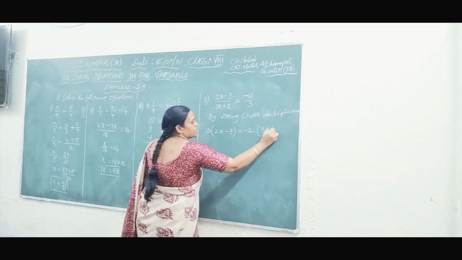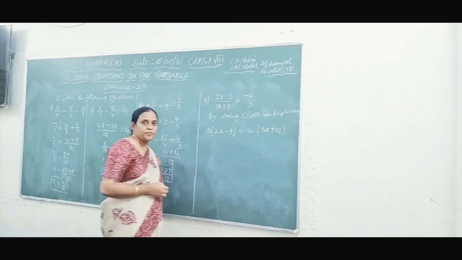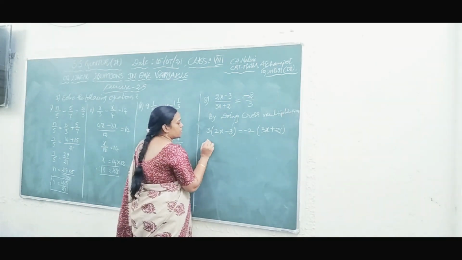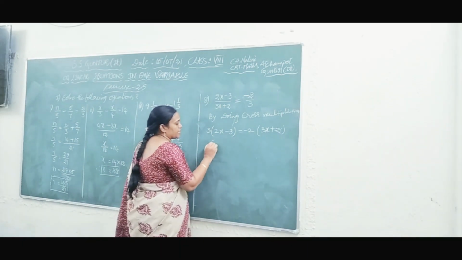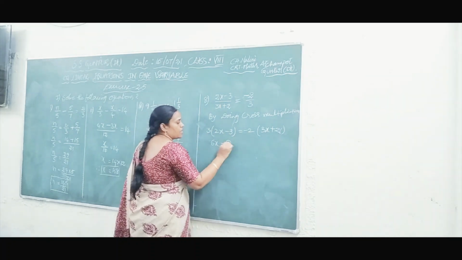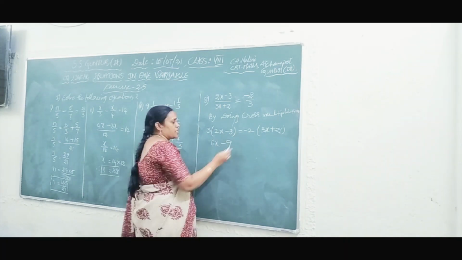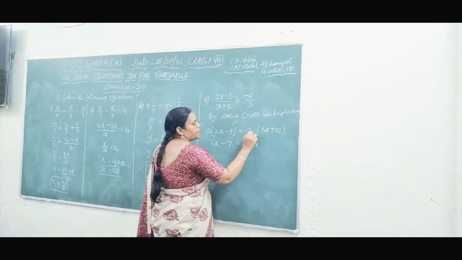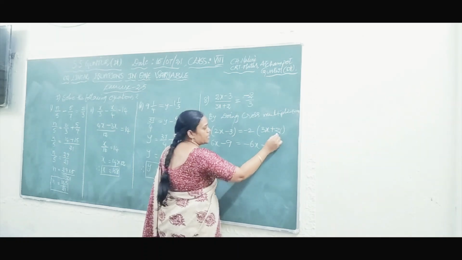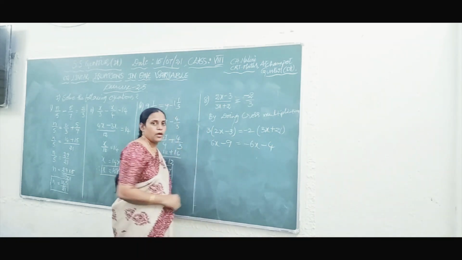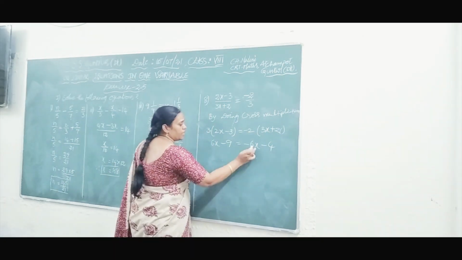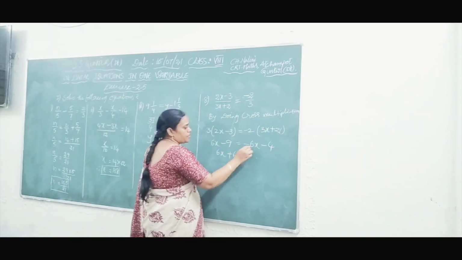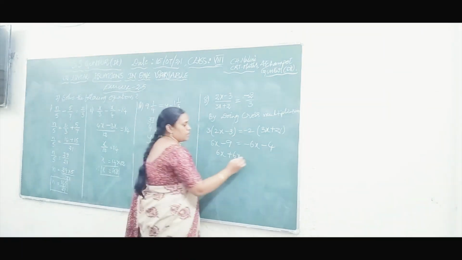Okay. Now, 'of' means multiplication. We have to multiply both terms. 3 into 2, 6x, minus 3 threes are 9. 6x minus 9 is equal to minus 2 into 3x, minus 6x. Minus into plus, minus 2 twos are 4. Okay. Now, taking x parts to one side, 6x plus 6x. Minus 6x from this side comes plus 6x, that is equal to minus 4.